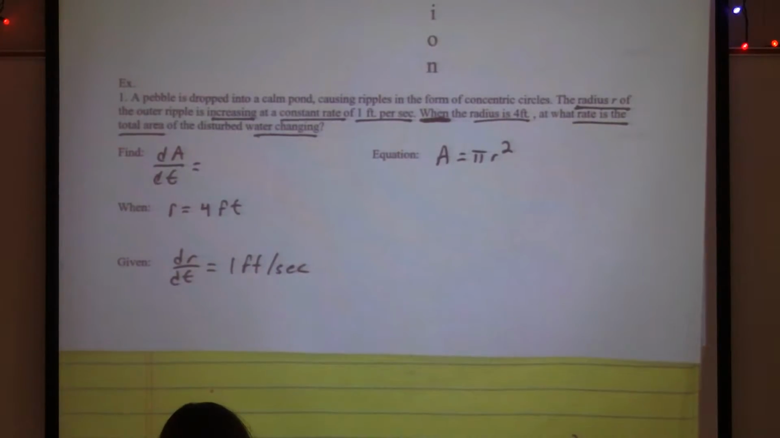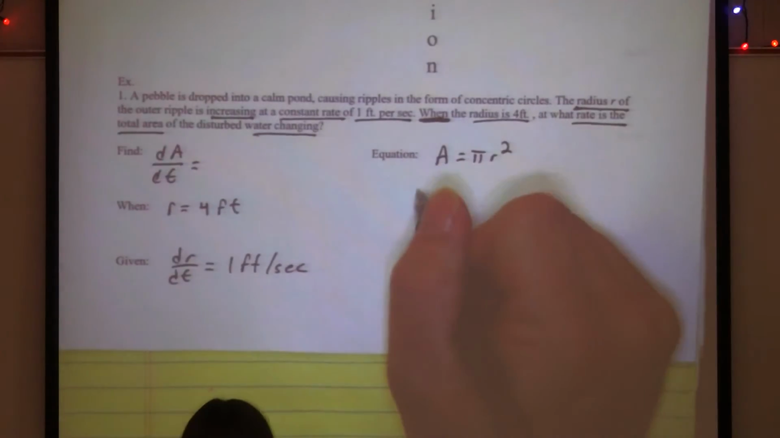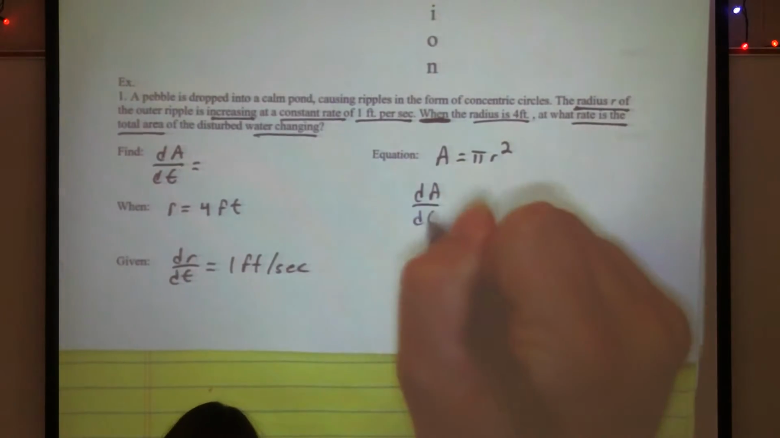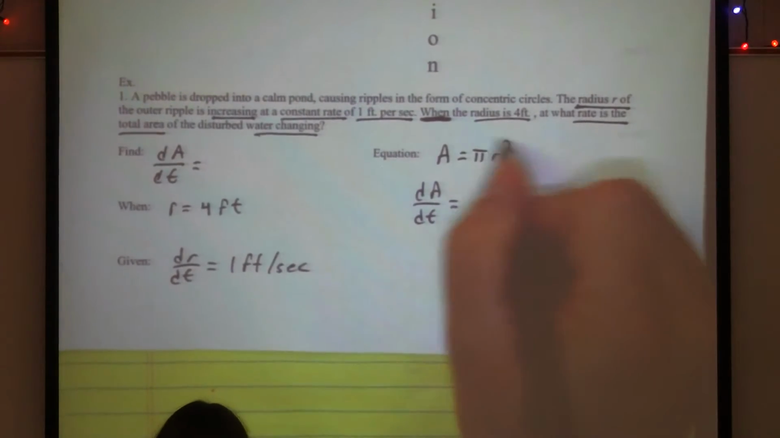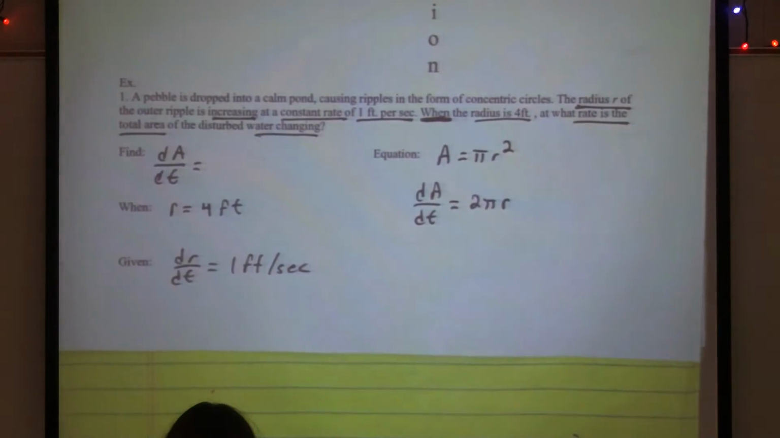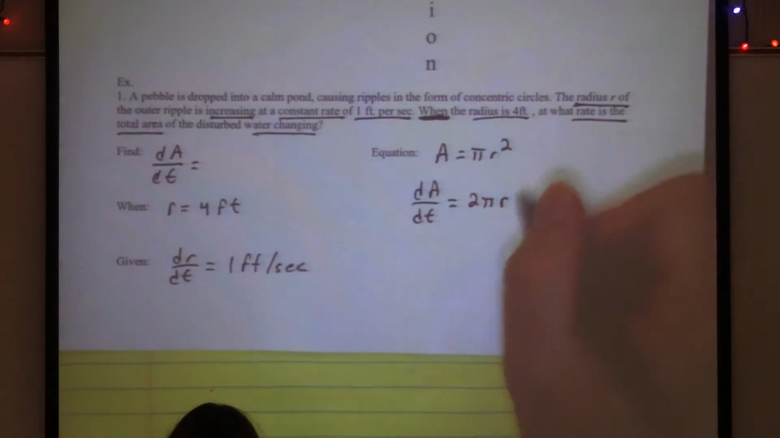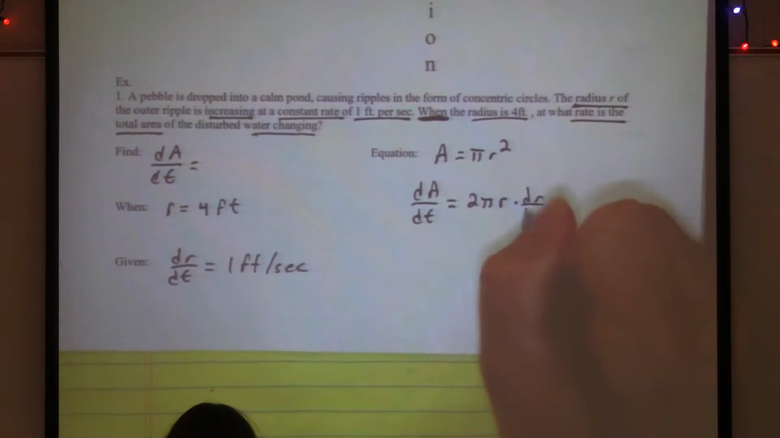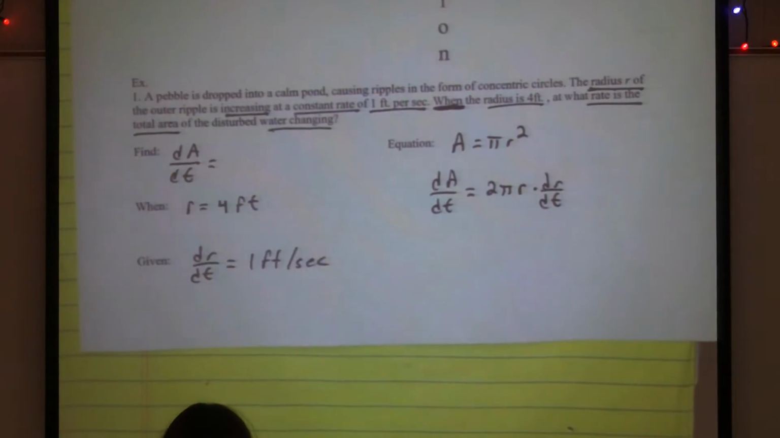Right, I would have to find its derivative, right? So what's the derivative of A? dA/dt equals, what's the derivative of this over here? 2 pi r times dr/dt. Right, take the derivative of it normally times the derivative of the variable.